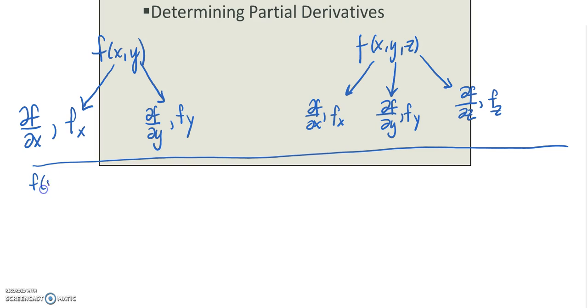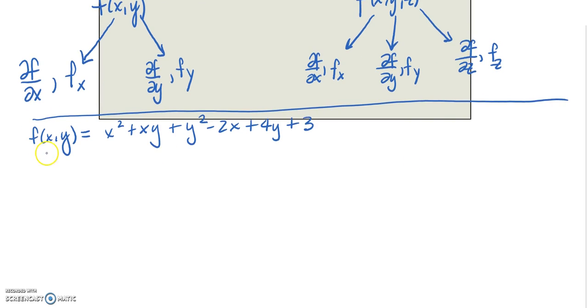Our first example is f of x and y is equal to x squared plus xy plus y squared minus 2x plus 4y plus 3. So let's go ahead and find the two partial derivatives. There are two partial derivatives because there are two variables. So I could have the partial of f with respect to x, or I could write that as f sub x.